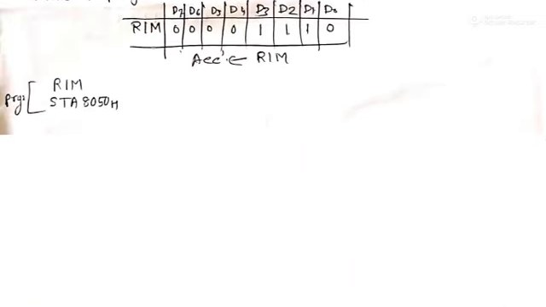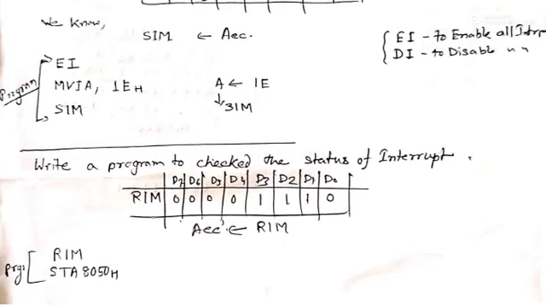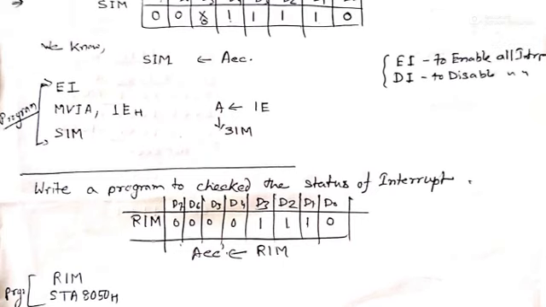Okay. So in this example, we have to check the status of the processor. What will be the status of the processor after that instruction? After that instruction, RST 5.5 is unmasked, RST 6.5 is masked, RST 7.5 is masked. So the RIM format will be RST 5.5 is 0, RST 6.5 is 1, RST 7.5 is 1, and this bit indicates interrupt enable or disable. So if it is enabled, it is set, and these are the status of the pending interrupts.